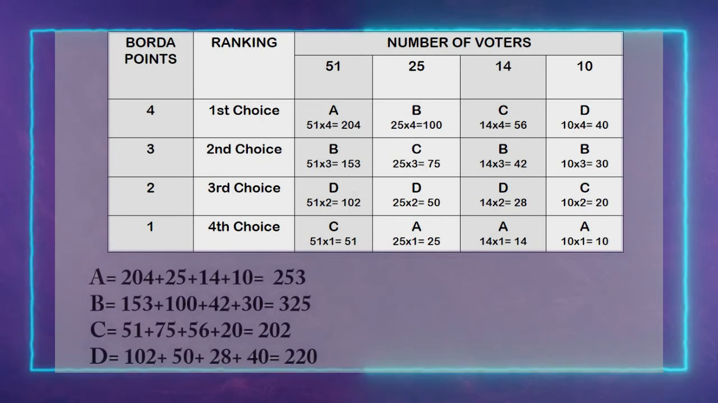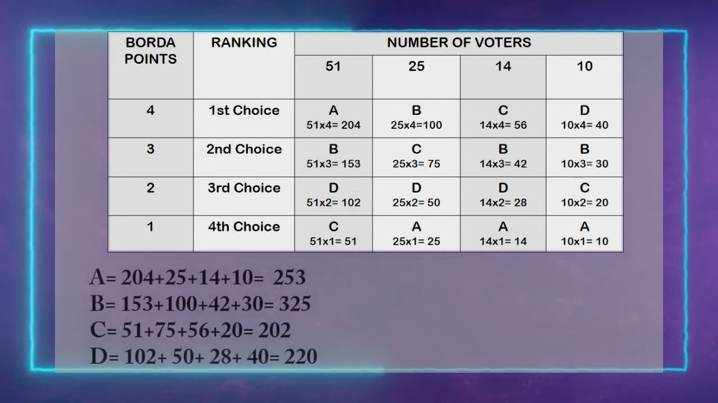It is the same process with candidate D. Okay, so as for the winner, the candidate who gains the biggest points would be the winner. As for this, candidate B wins.